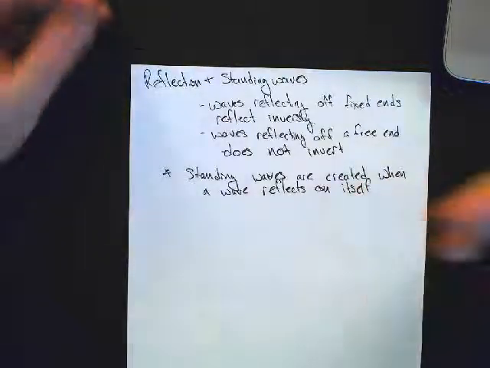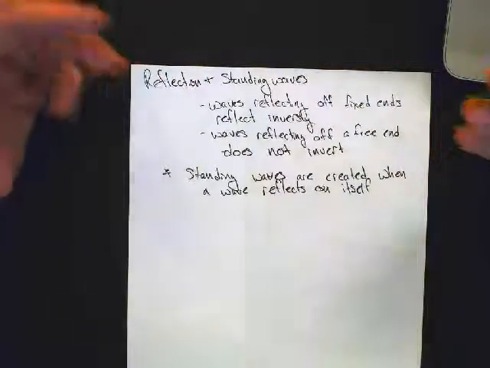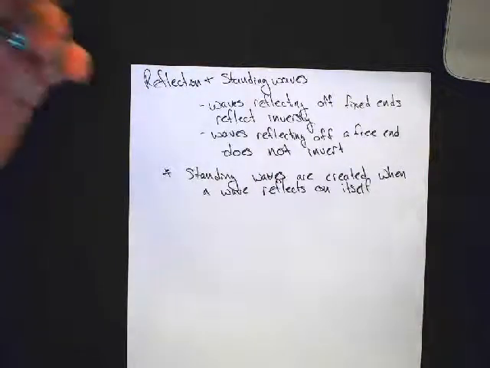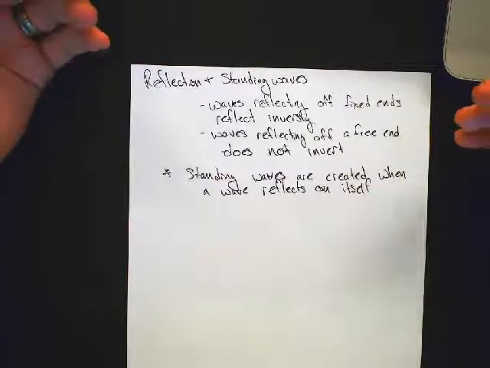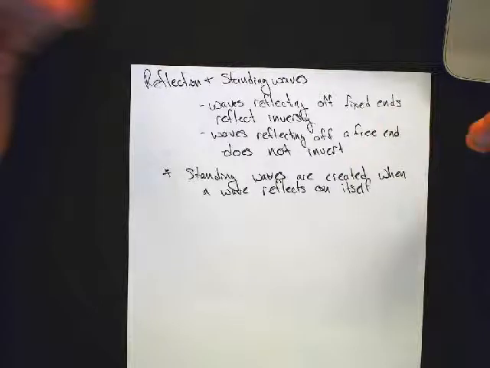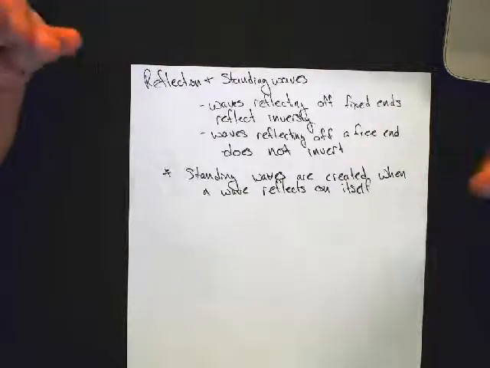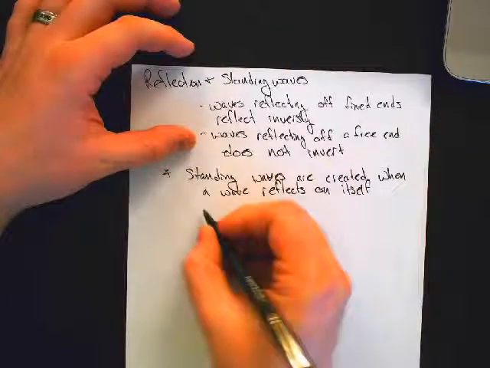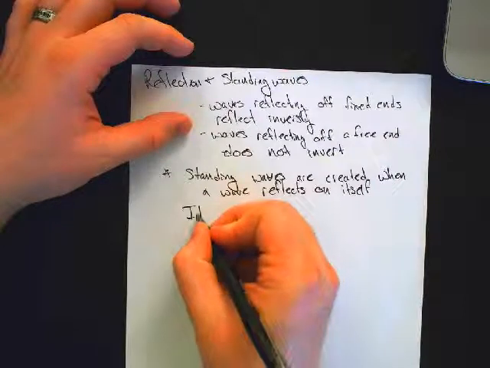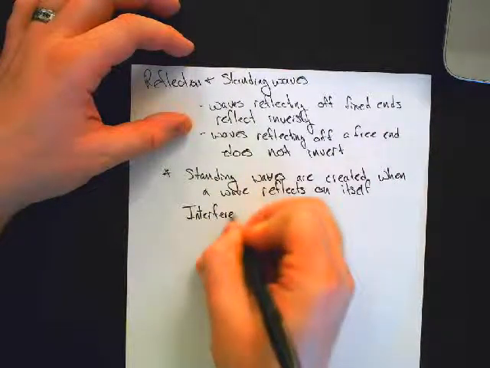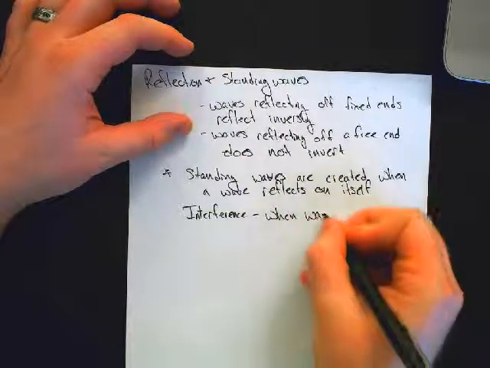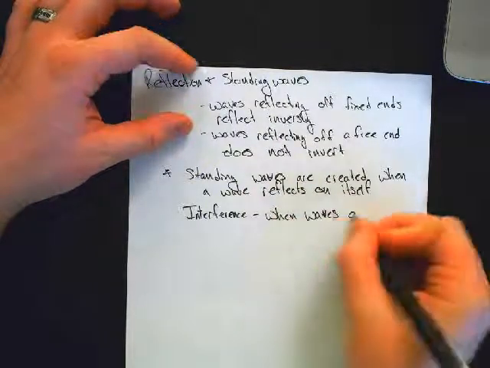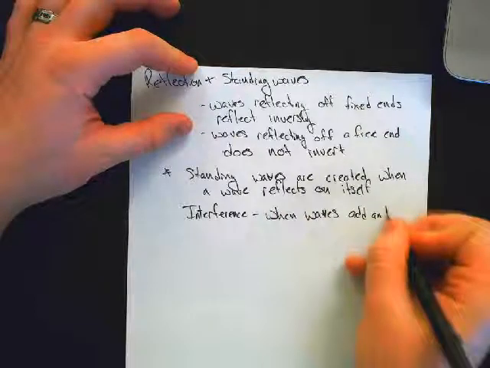Okay, so as part of that reflection, we get interference. Now, there are two types of interference: constructive interference and destructive interference. Regardless of which kind it is, they're both created by adding the amplitudes of the waves at all points. So interference is when waves add and subtract their amplitudes.